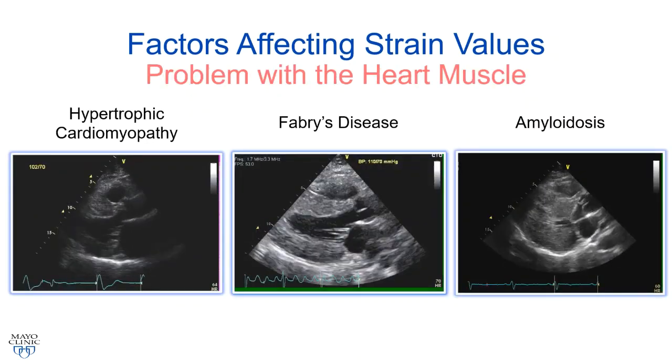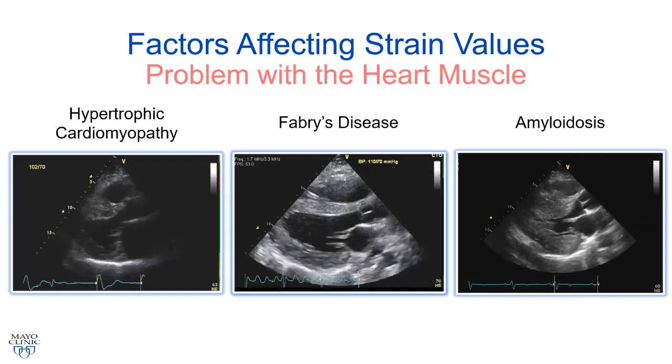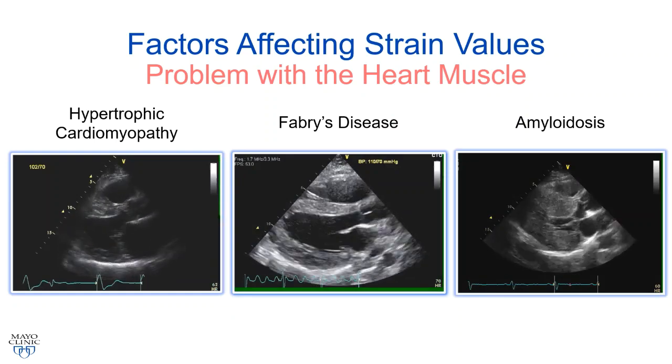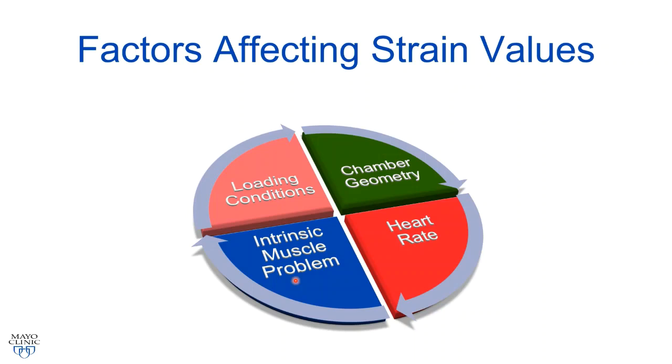Of course, intrinsic problems of the heart muscle can be associated with a reduction in longitudinal strain. Here we see examples of patients with hypertrophic cardiomyopathy, Fabry's disease on the right, and classic infiltrative disorders such as amyloidosis. The point we're trying to make is that when you see a reduction in global longitudinal strain, yes, it may reflect an intrinsic heart muscle problem, but we must also be aware of the potential impact of loading conditions, the influence of chamber geometry, and the impact of heart rate, before defining this reduction in strain as truly secondary to an intrinsic heart muscle problem.